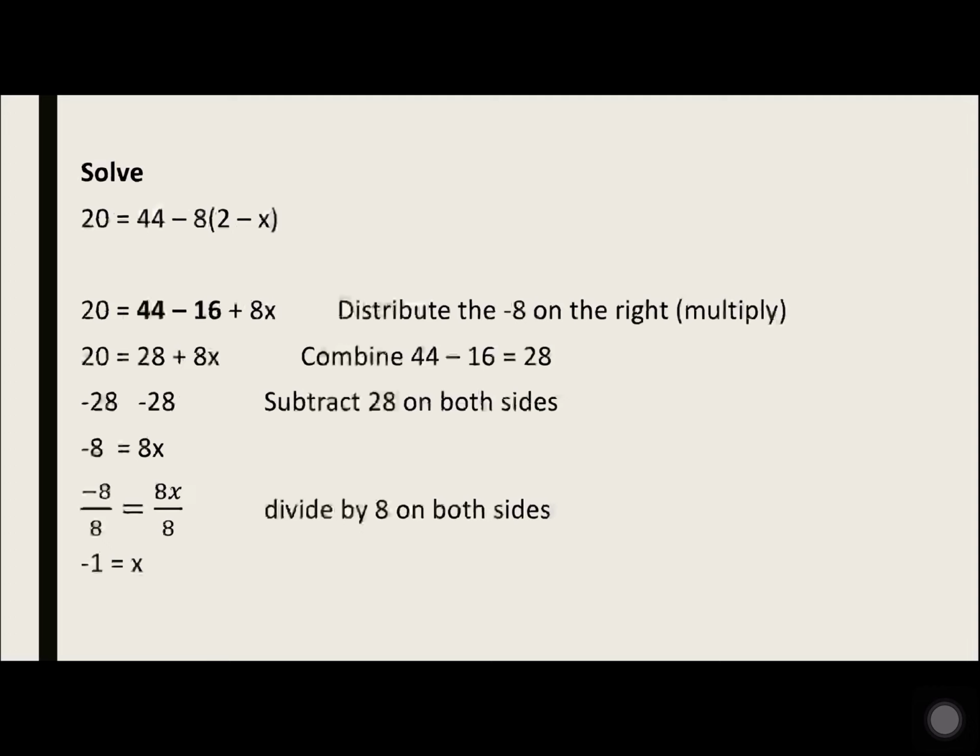Now, you see in bold I have 44 minus 16. That's because they're like terms. 44 minus 16 equals 28. Now we can solve for x. X is on the right. On that right side, remember, don't add 28 plus 8x. They're not like terms. So we're going to subtract 28 on both sides. 20 minus 28 is negative 8. Divide by 8 on both sides. Negative 8 divided by 8 equals negative 1.